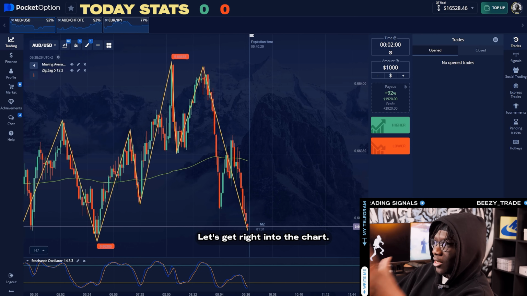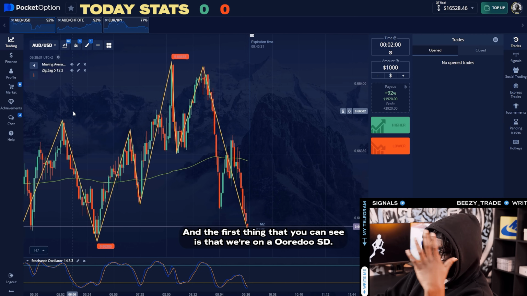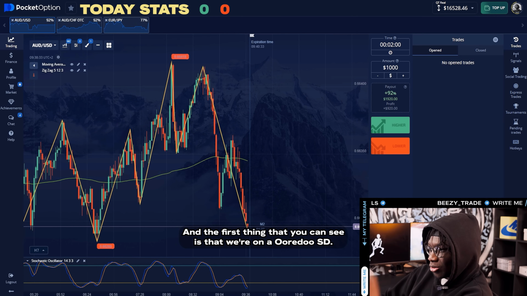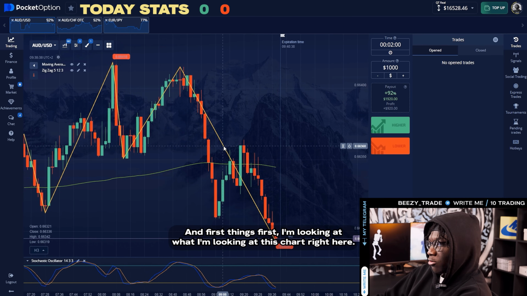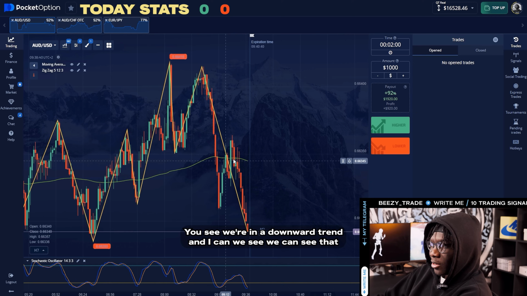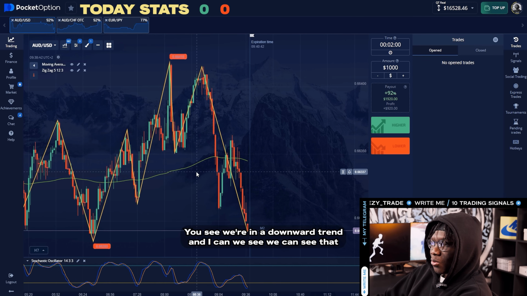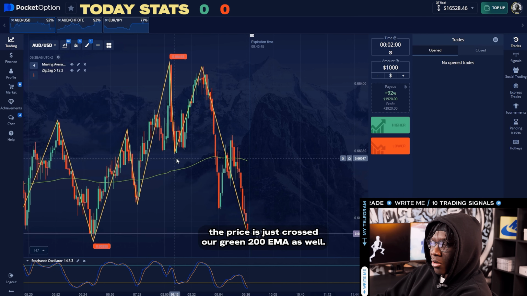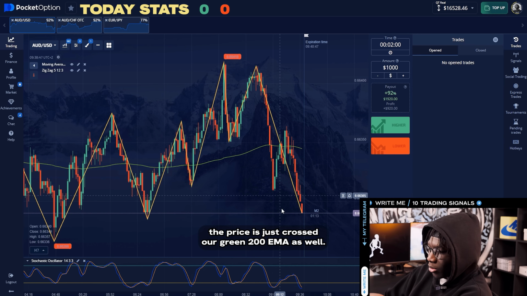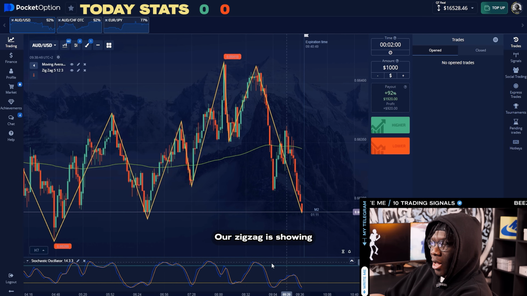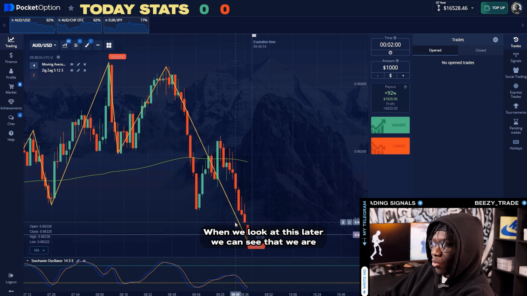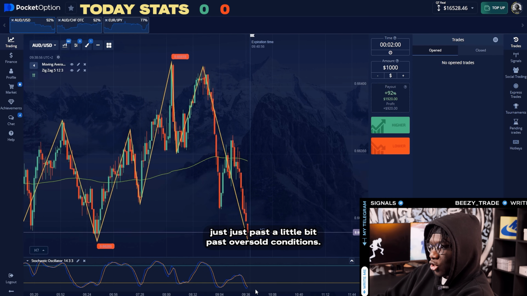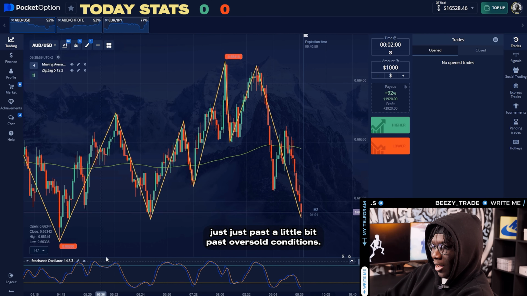Yo gang, let's get right into the chart. And the first thing that you can see is that we're on AUD USD. First things first, looking at this chart right here, we can see we're in a downward trend. And how can we see? We can see that the price just crossed our green 200 EMA, as well as zigzag is showing low. When we look at our stochastic oscillator, we can see that we are just a little bit past oversold conditions.